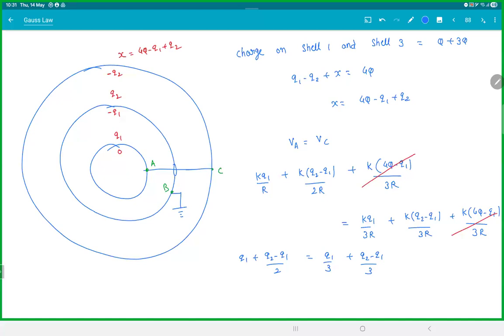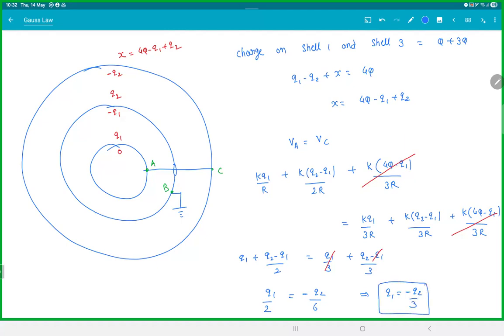If you simplify, this would be Q1 minus Q1 by 2. That is Q1 by 2 minus Q1 by 3. Q1 by 3, Q1 by 3 goes off here. That's also great. Perfect. Then you end up with Q1 by 6 is equal to minus Q2 by... This would be Q1 by 2 is minus Q2 by 6. Then we get Q1 is equal to minus Q2 by 3. This is the relation between them.